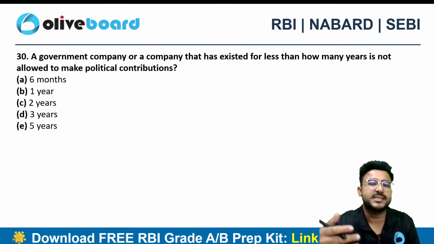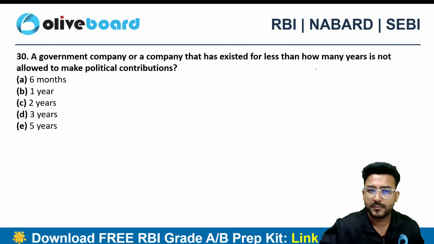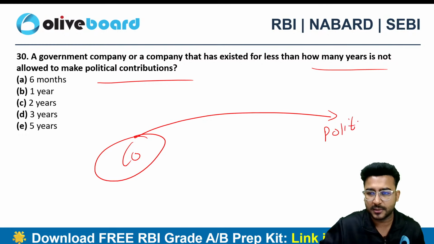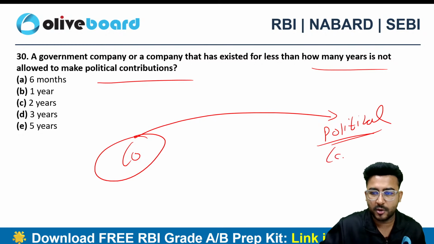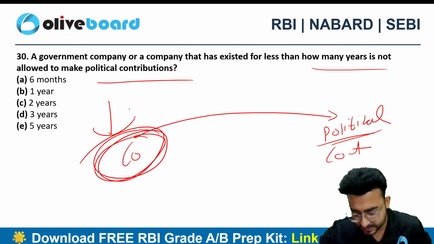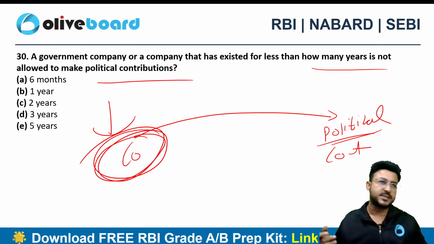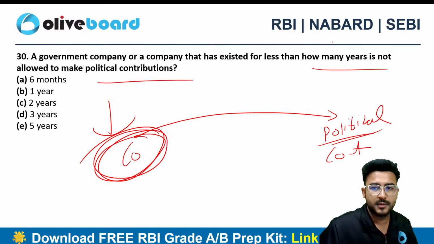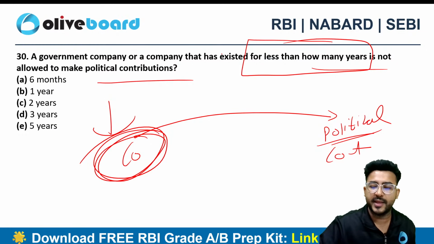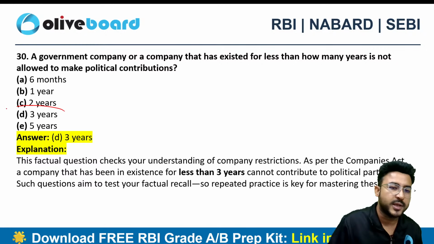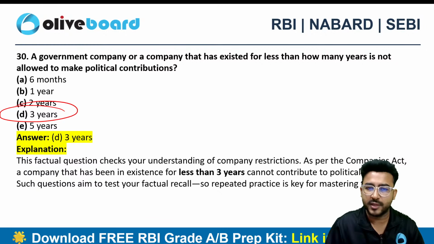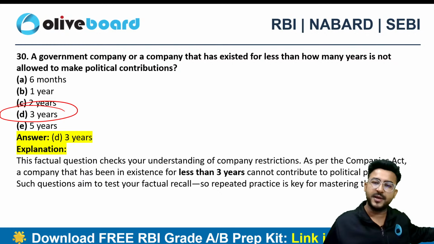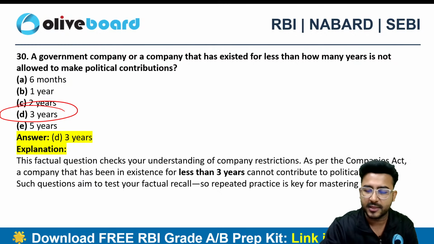A government company or a company that has existed for less than how many years is not allowed to make a political contribution? Say for example, this is a company that wants to make a political contribution donation. For how many years should this company be in existence to do so? Because not all companies are permitted. Let's suppose I started my company yesterday only. I cannot give political contributions. There is a minimum tenure for which I need to exist before making any political contribution. 3 years is the correct choice. I need to exist for at least 3 years as a corporate entity to give political contributions. Otherwise it would look like the company was formed only for this purpose, formed a year ago, and now I have started giving political contributions, right?